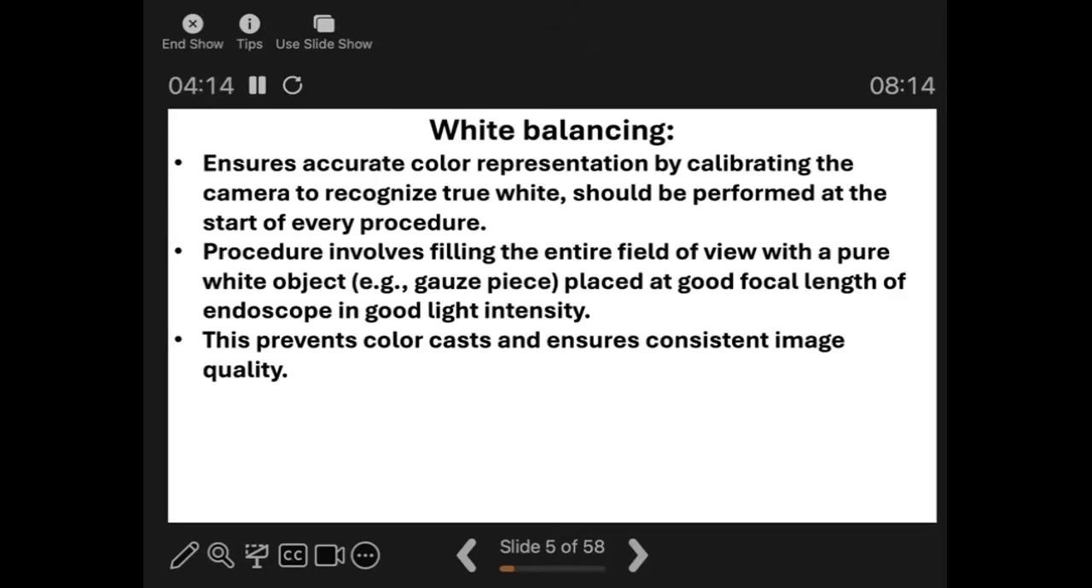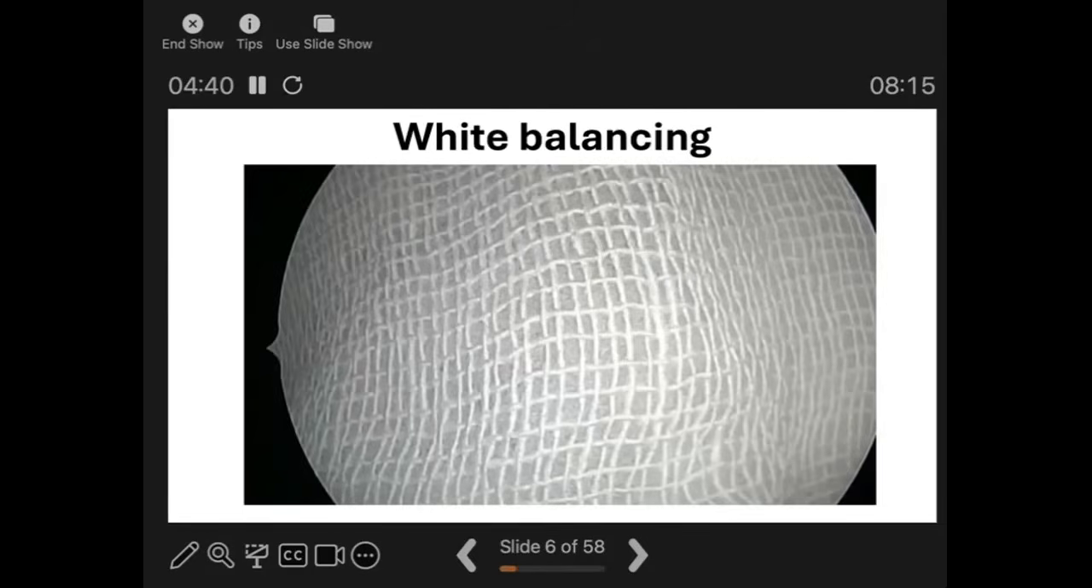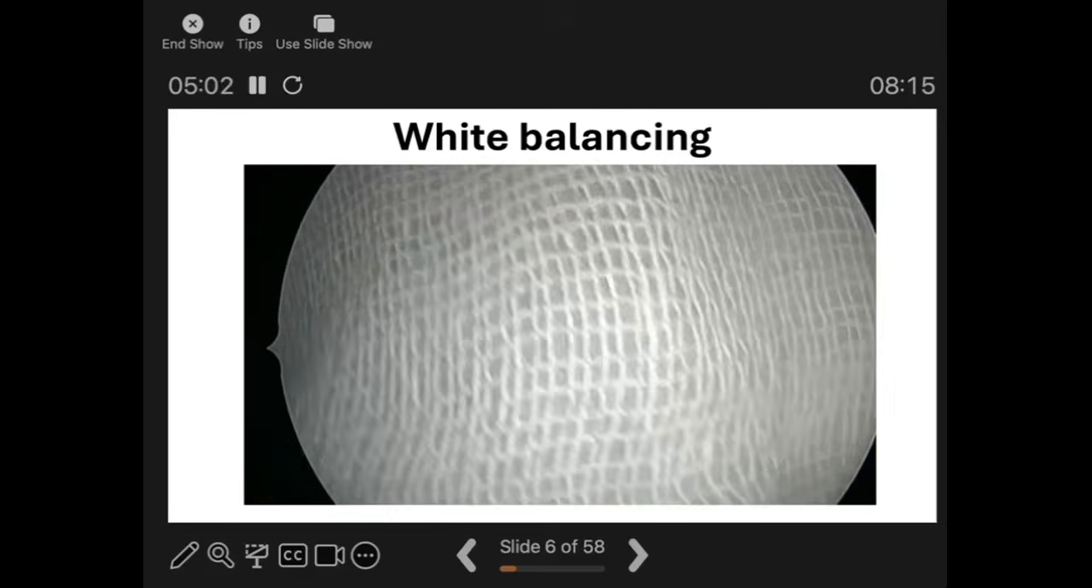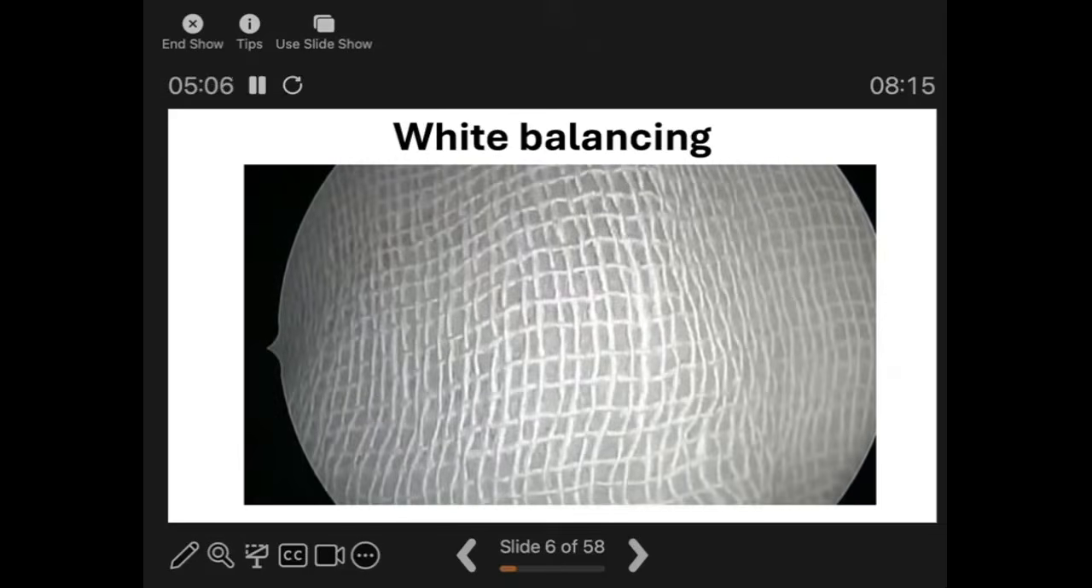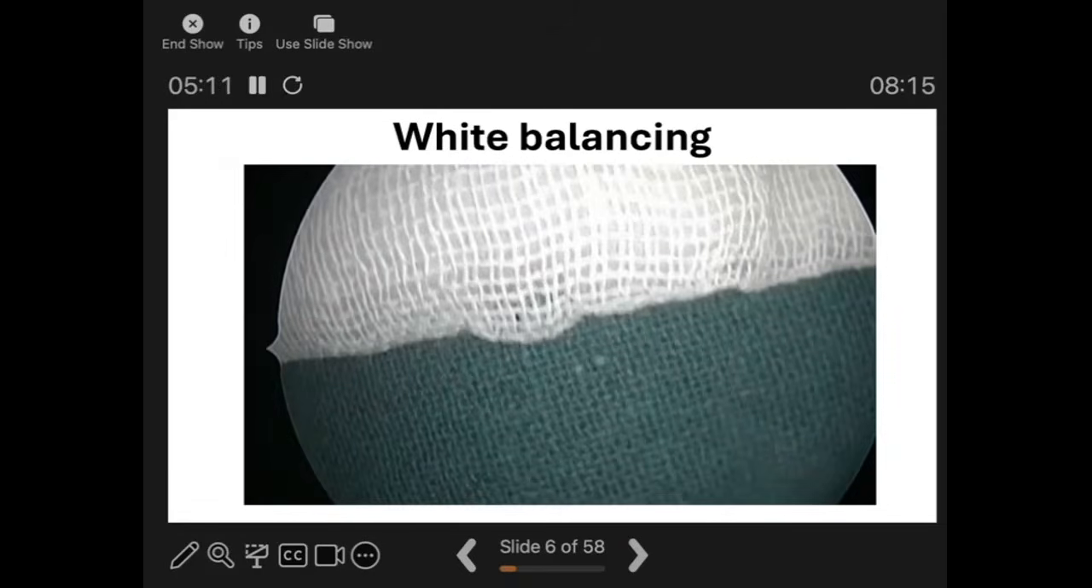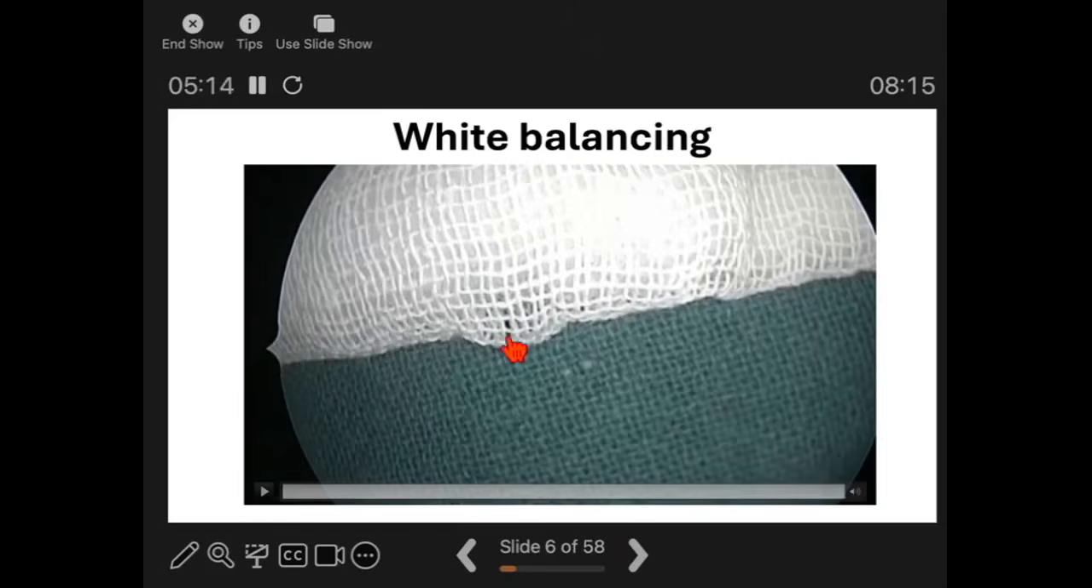White balancing is done at the start of each procedure using a white object under proper light, ensuring accurate color and consistent image quality. For proper white balancing, the entire endoscopic field should be filled with a pure white object, avoiding a situation where only part of the field appears white and the rest shows other color. In that case, white balancing may not be correct. This video demonstrates that for proper white balancing you should have a full view as white, and one should avoid half white and half other color.